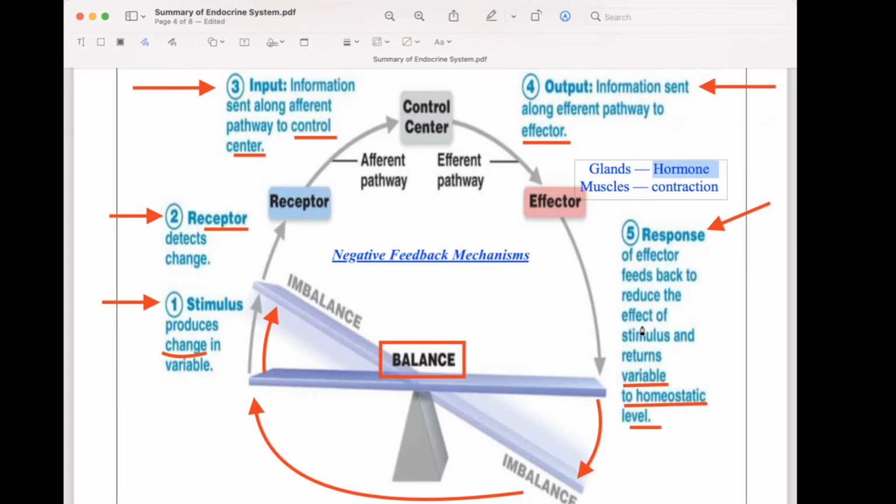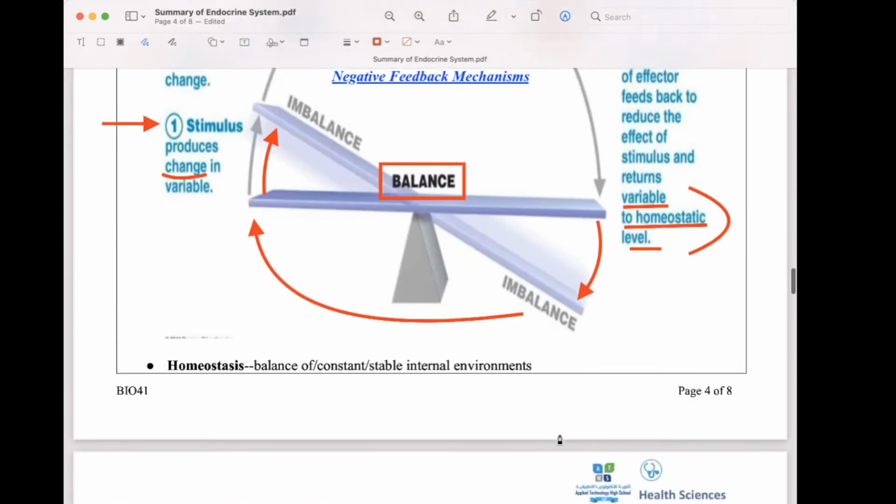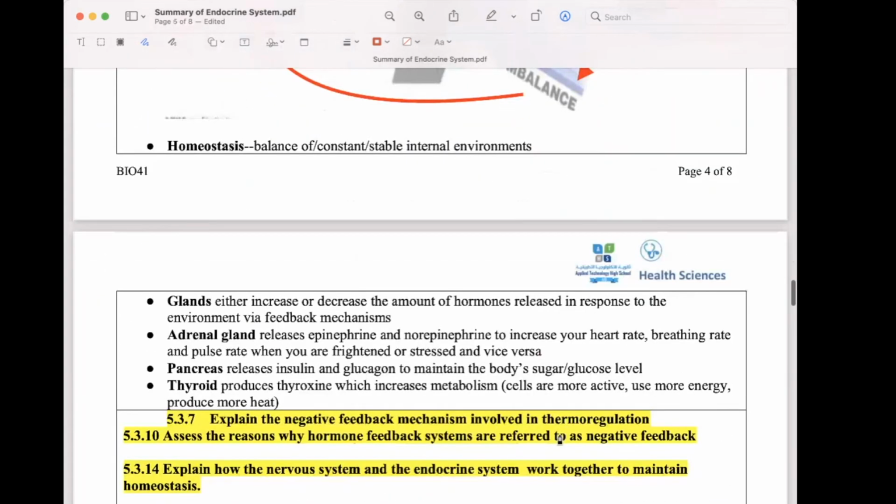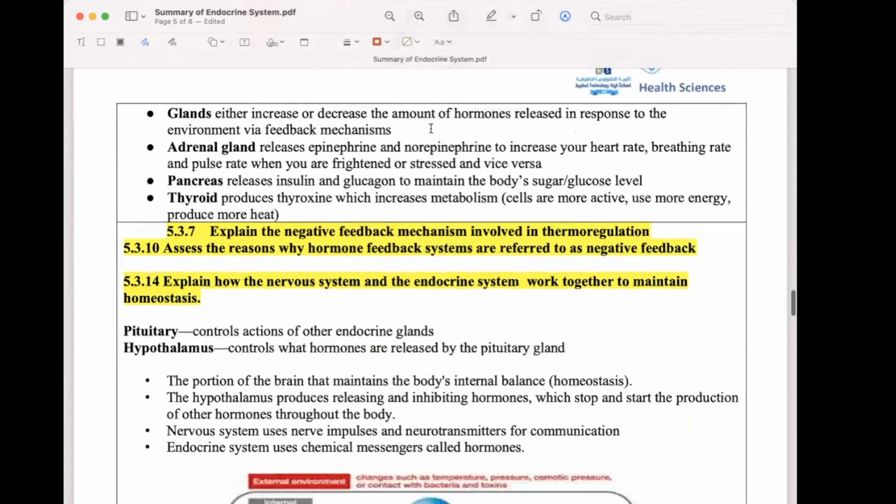And this insulin shows a response to bring the conditions back to normal by releasing the hormone which is called insulin. These are some terminologies again. Homeostasis means balancing of the constant stable internal environment. Glands are the ones which release hormones, and they can increase or decrease the secretion. Adrenal glands, pancreas, and thyroid, all these work together in pairs to control the body and maintain the levels of different things in your body.